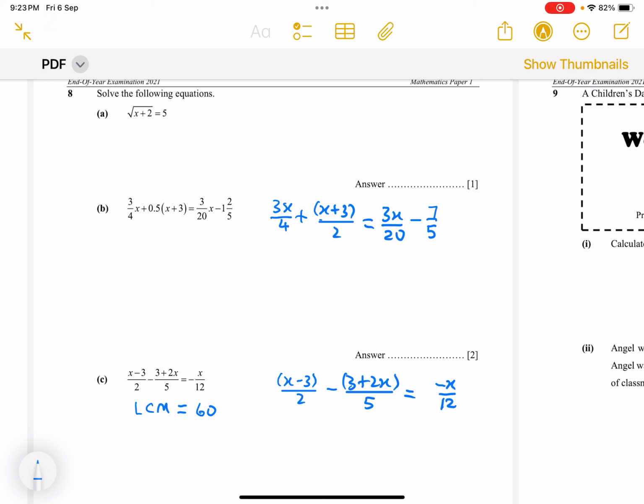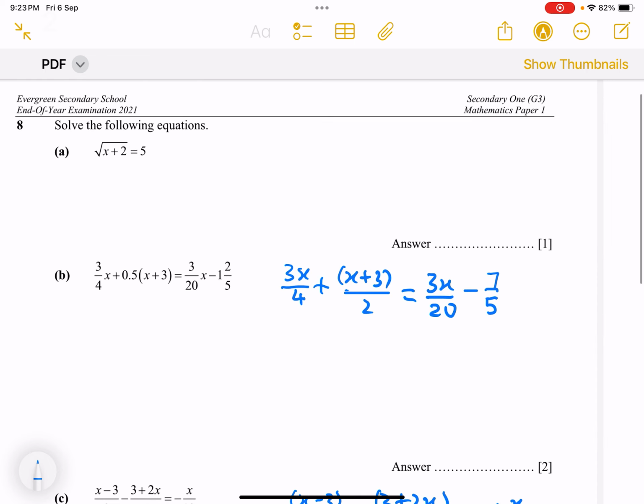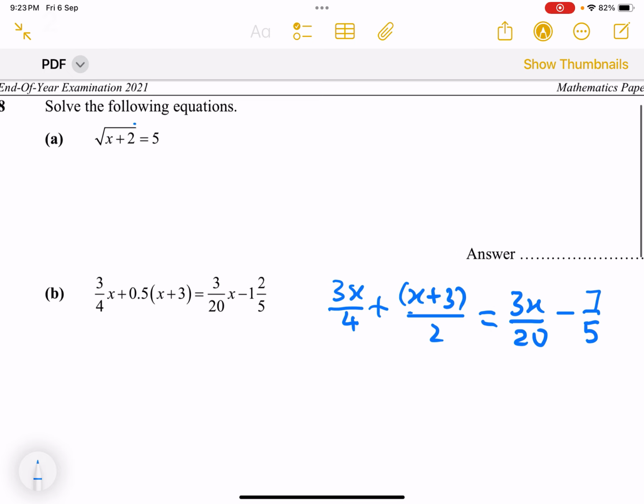More algebra. Now here we have a square root. To remove the square root, we square the square root. And we have to do the same on both sides to maintain balance. So squaring a square root will remove it. So what is left is only what is inside the root. So on the other side we have 25. So x is 25 minus 2, 23.